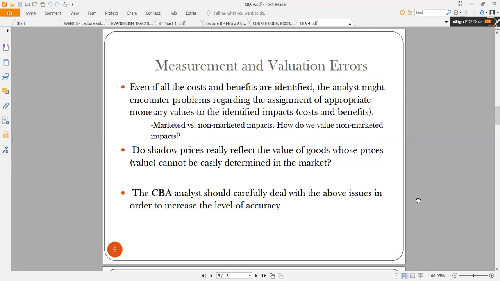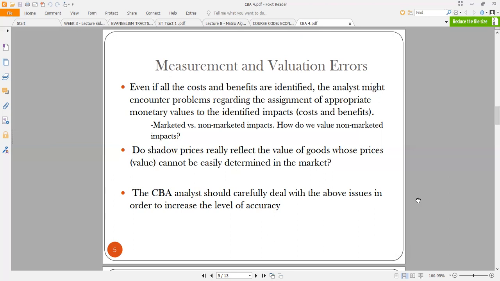So even if we are able to get all the impacts, giving them values, assigning the measurement is also an issue. Okay, so if you want to increase the accuracy of your CBA, then you need to make sure that you are truly valuing the impacts of the project. Because if you don't value them well, then the decision after the CBA might be totally wrong.